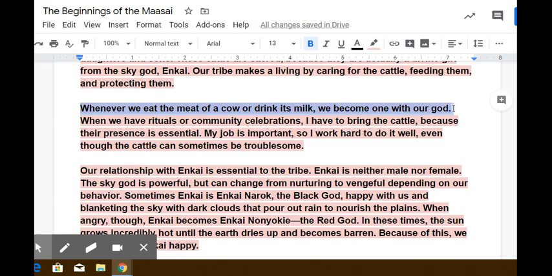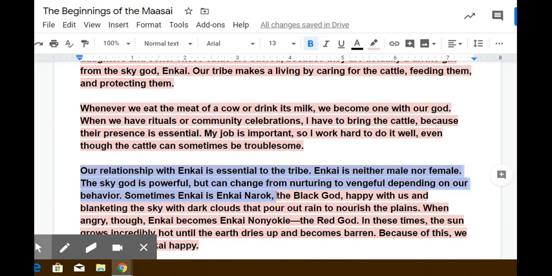See, that's a key belief from this tribe. When we have rituals or community celebrations, I have to bring the cattle because their presence is essential. My job is important, so I work hard to do it well, even though the cattle can sometimes be troublesome. Our relationship with Enkai is essential to the tribe. Enkai is neither male nor female.